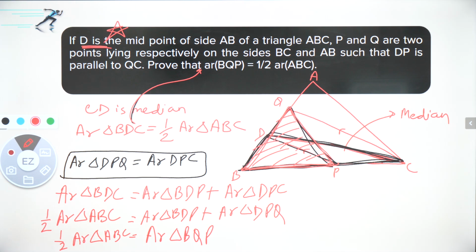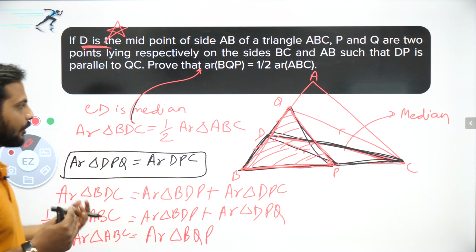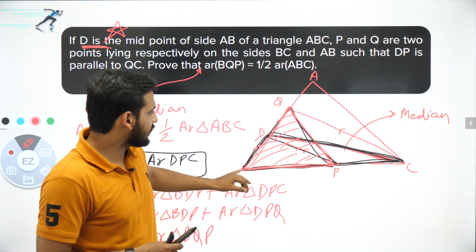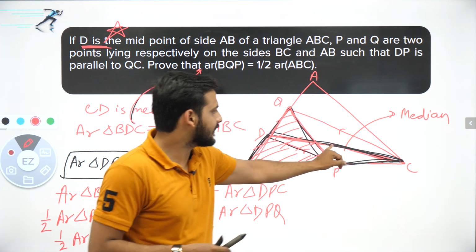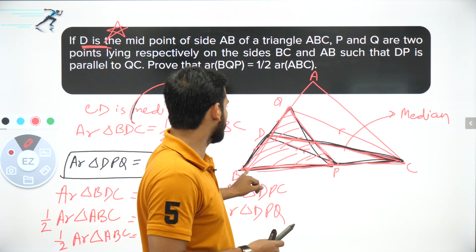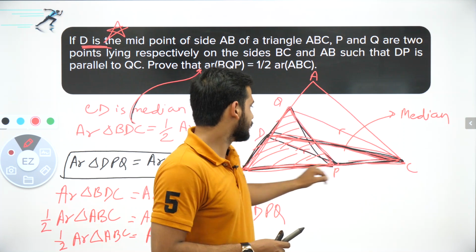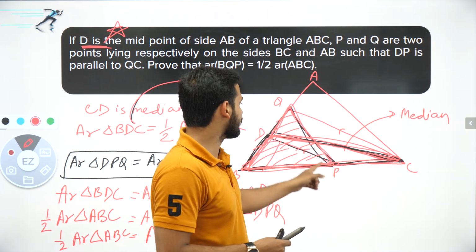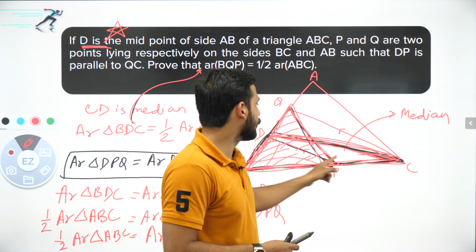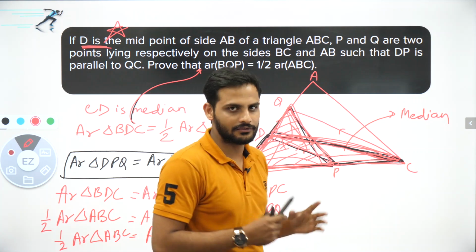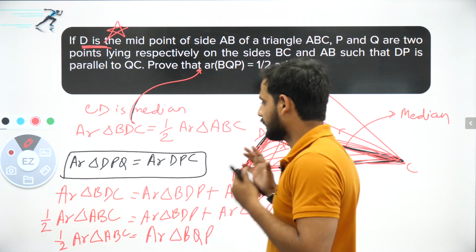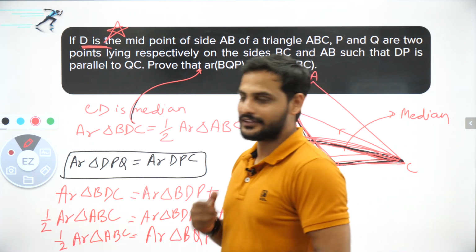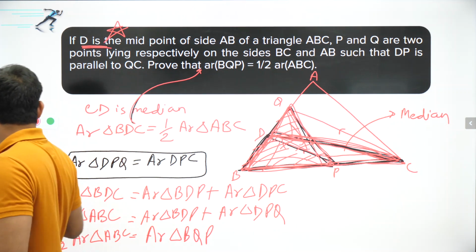Understood? So just try to focus on what you're getting. The main part was that D is the midpoint. D is the midpoint means they are giving me a relation: this triangle is half of the whole. But you want to get that this triangle is half of the whole. Then you have to think, oh, this part will be equal to this part. So that analysis is very important, and you will only get this analysis when you draw the diagram and think carefully. Okay, let's move to the next part.